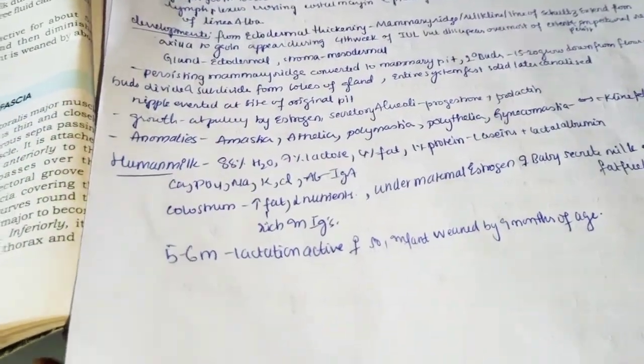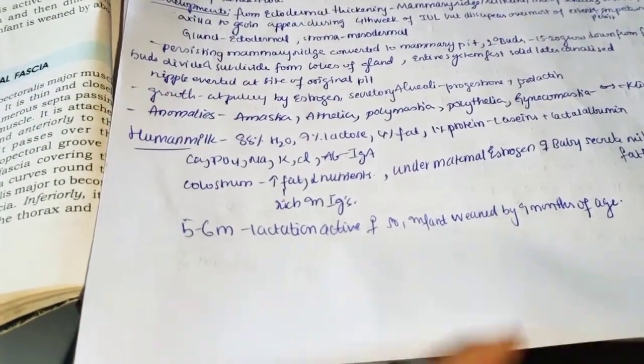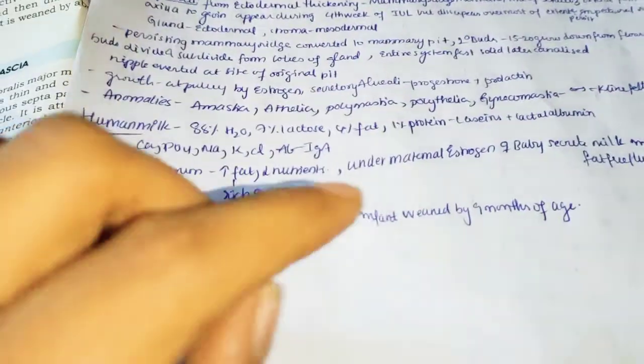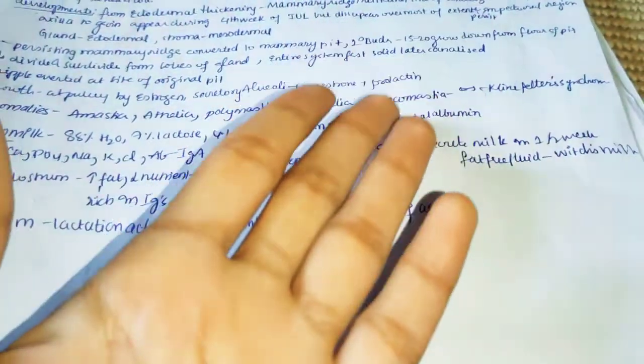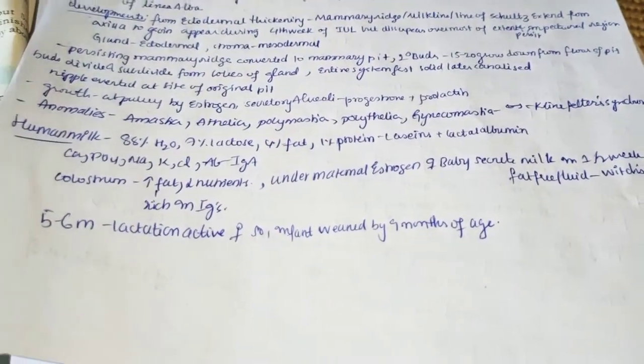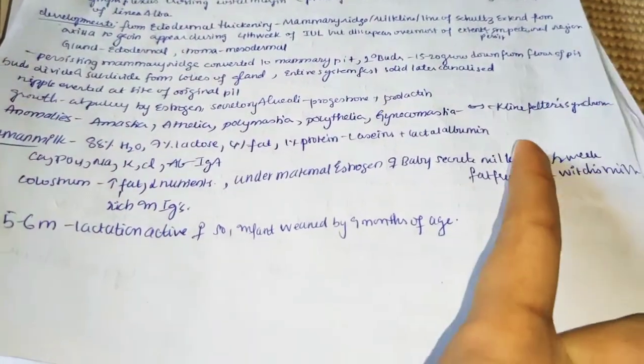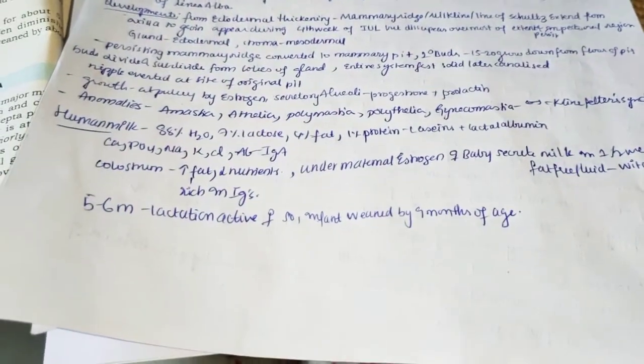Now let us see the anomalies. Amastia means there is no breast development. Athelia means there is no nipple. Polymastia means many breasts develop. Polythelia means many nipples. Gynecomastia is seen in males. In males also sometimes breast is present, especially in the case of Klinefelter syndrome. So these are all the anomalies.